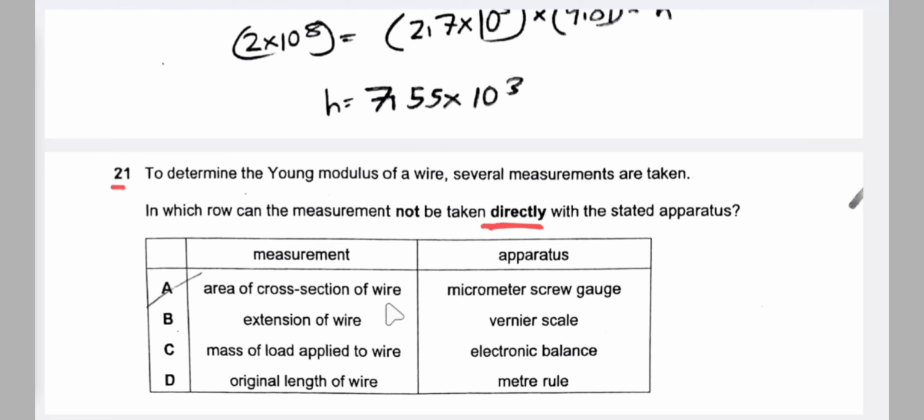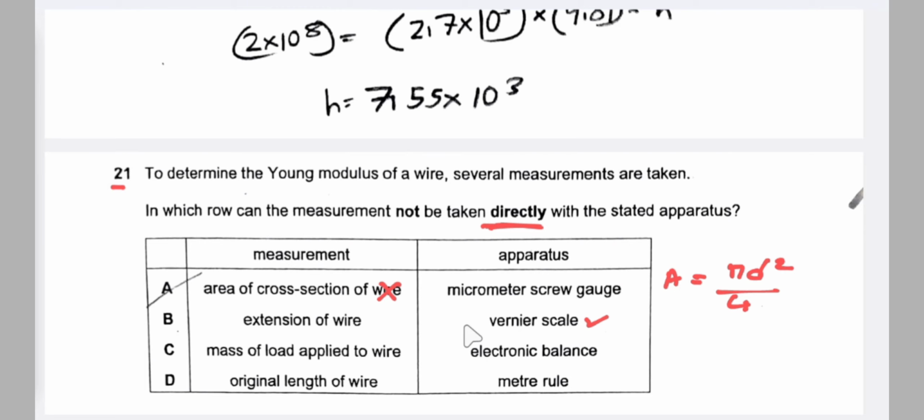So, the area of the cross section of the wire. We know that area is equal to pi d square by 4, and using the micrometer screw gauge we can measure the diameter, and by using this equation we calculate the area. So we cannot use the micrometer screw gauge to calculate area directly, because first we have to use it to measure the diameter, then use that to calculate the area. So that's why option A is wrong.